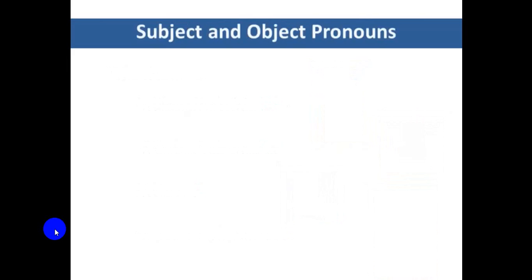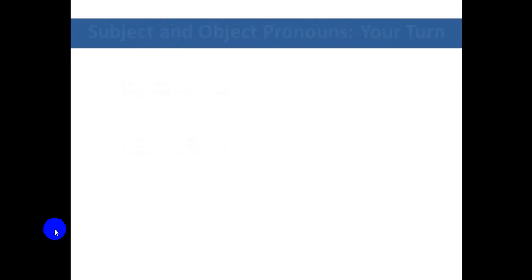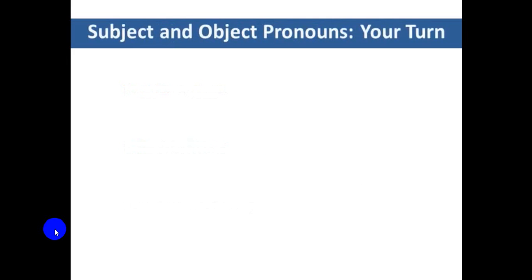To summarize, when you replace a noun with a pronoun, you need to think if it is singular or plural, and you need to think if it is a subject or an object. In the third person, you also need to know if it is a man, a woman, or a thing. Let's see what you've learned. How would you replace the nouns in these sentences with pronouns?